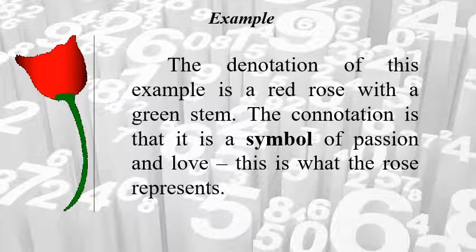So, say for example, a rose. The denotation of this example is a red rose with a green stem. The connotation is that it is a symbol of passion and love. This is what the rose represents.